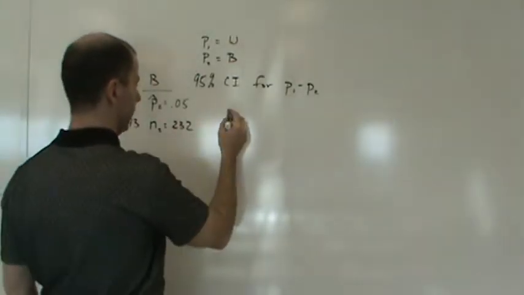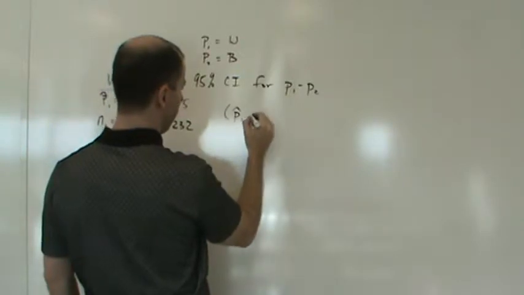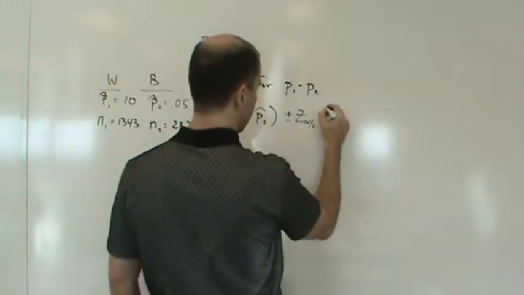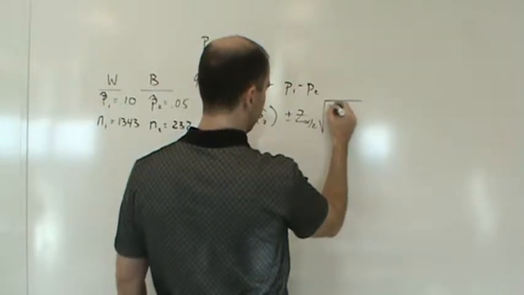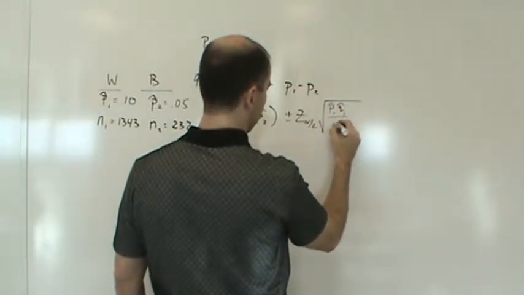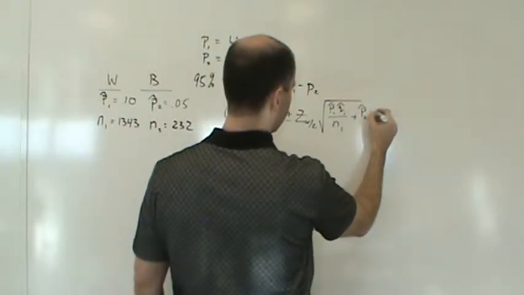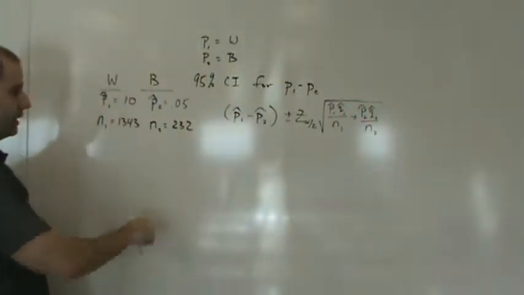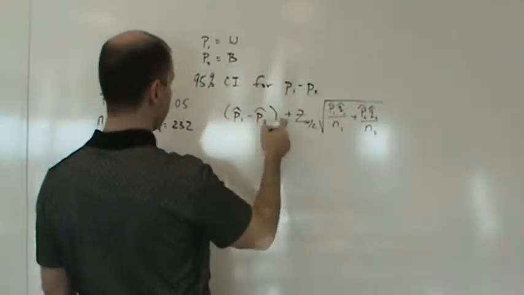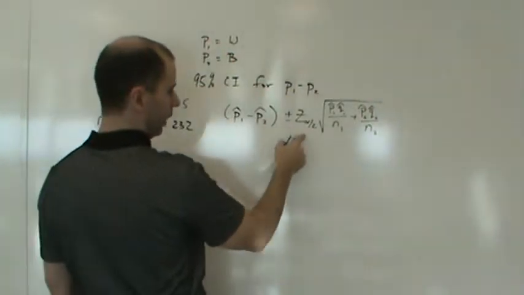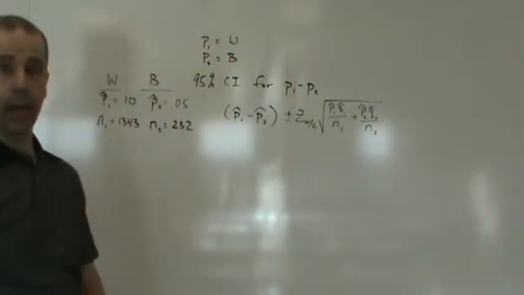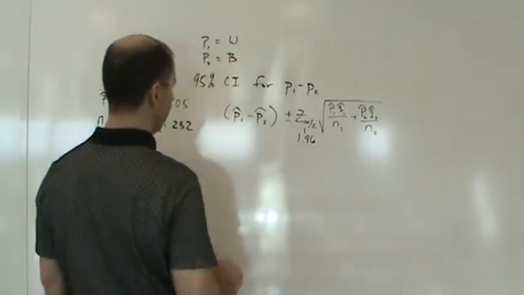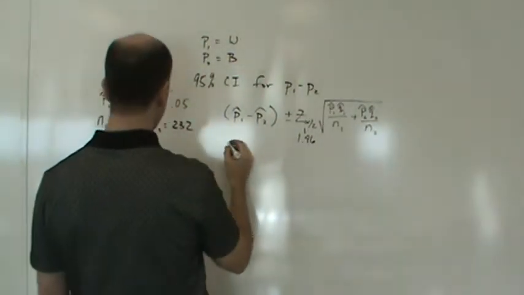So now here's the formula again. It's P1 hat minus P2 hat plus or minus Z alpha over 2 times the square root of P1 hat Q1 hat divided by N1 plus P2 hat Q2 hat divided by N2. If we take the information they give us in the problem and plug and chug, we'll be able to get it. Remember that for a 95% confidence level, if we use the table for the normal distribution or inverse norm, we get a z-score equal to 1.96.